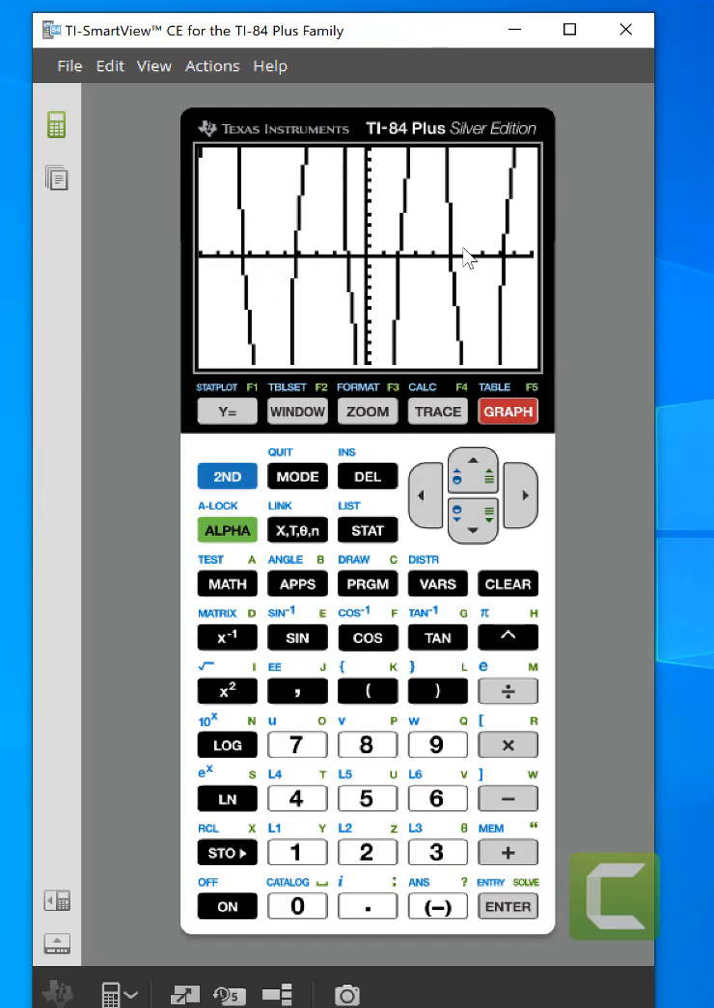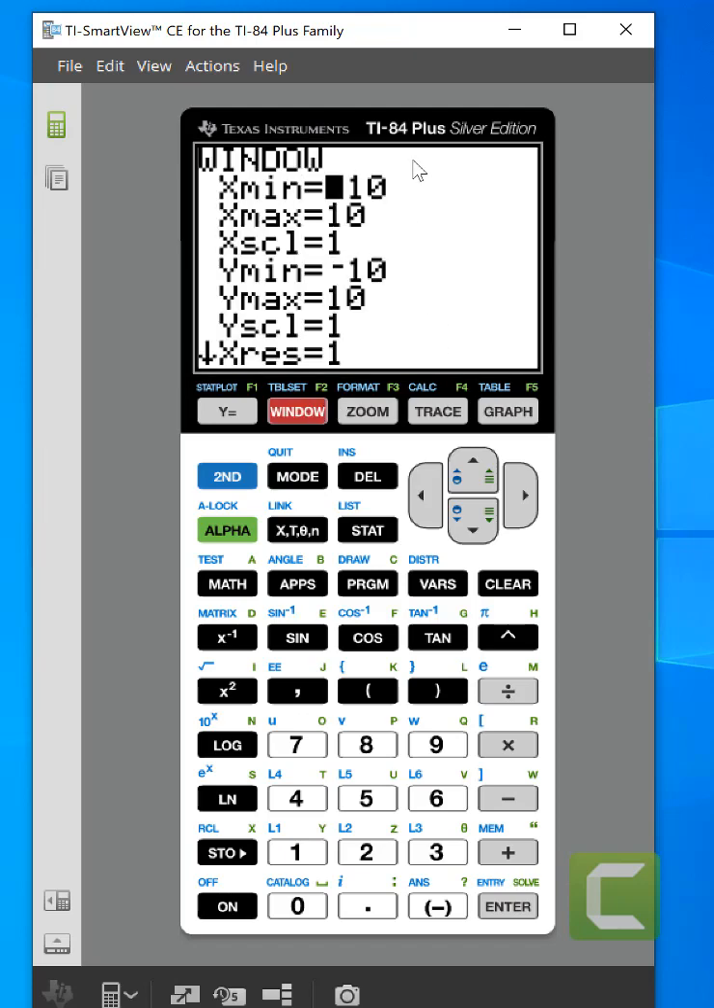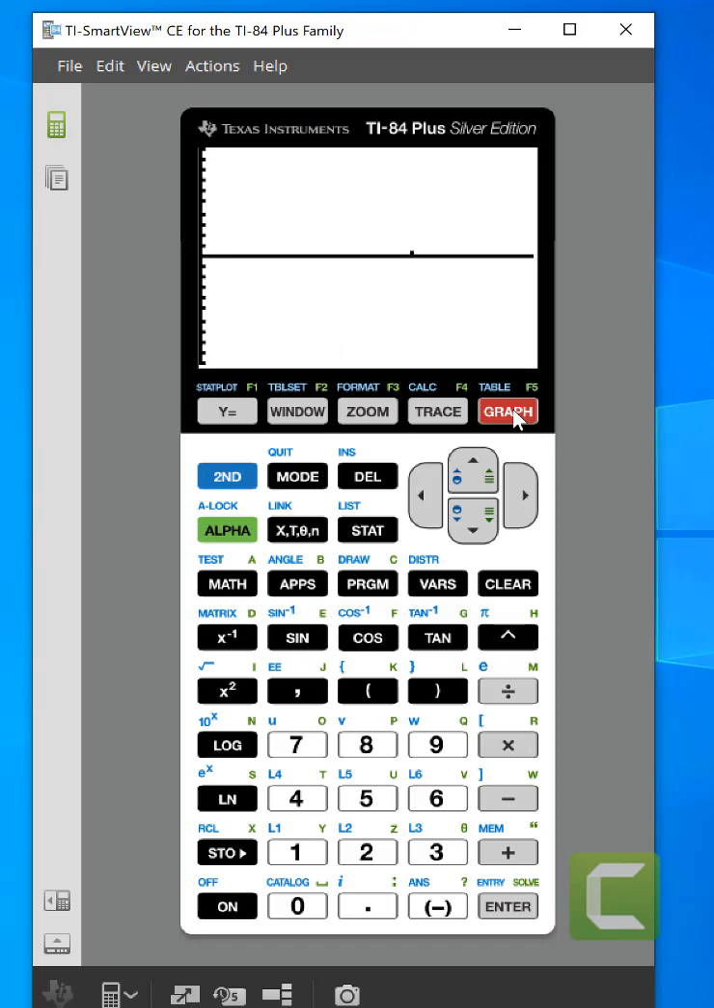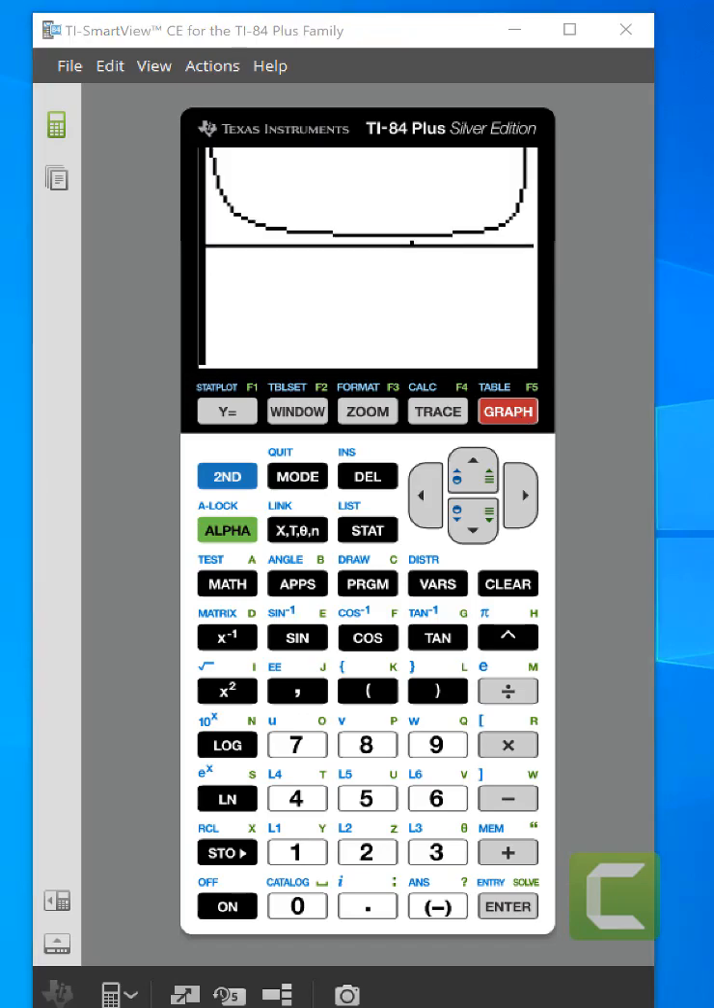Now, maybe my window is too crowded here. If you read the problem carefully, theta is between 0 and pi over 2. So I'm going to restrict this by going to window, and I'm going to put x between 0 and pi over 2, second power, because this is pi, and divide by 2. So see how my graph looks now. It looks something like this. It took some time to upload.